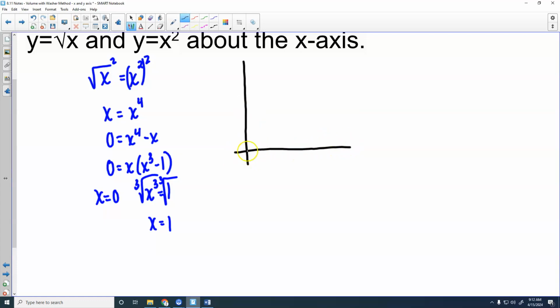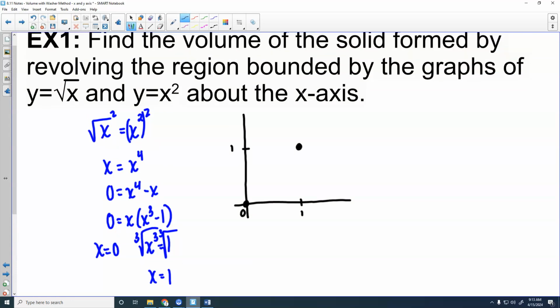So, we're going from 0 to 1. And if we plug in 1 to either one of these equations, we will get 1. So they're both going to go through 0, 0, and they're both going to go through the point 1, 1. The thing you really just need to know here is what those graphs look like, right? The square root of x looks like this.